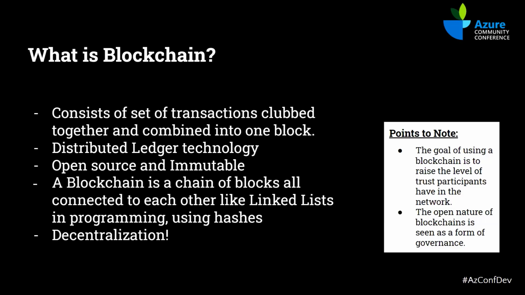The initial problem that we started out with, the great financial crisis, was that everyone across the globe trusts a centralized ecosystem for handling their financial money, for handling their financial transactions. But blockchain came into the picture showing that financial transactions can be handled within an ecosystem, within a network, without the need for a third party to intervene. The open nature of blockchain itself is seen as a form of governance.